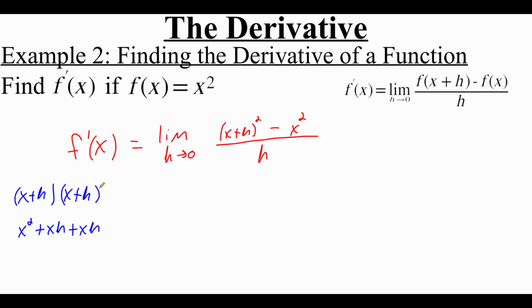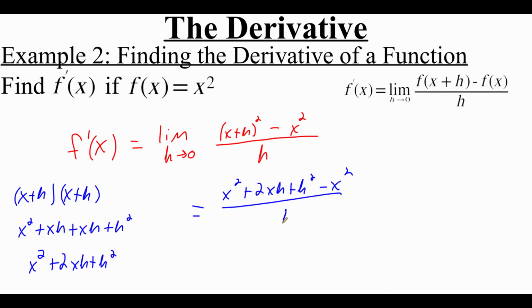And then h times h is going to be h squared. If I combine these like terms in the middle, I'm going to get x squared plus 2xh plus h squared. So I'm going to fill that in on the top of my fraction: x squared plus 2xh plus h squared minus x squared, all over h.